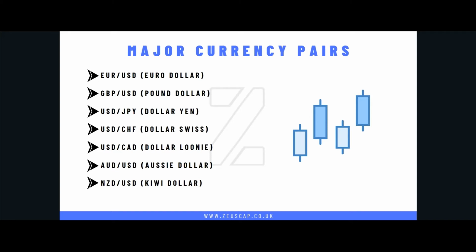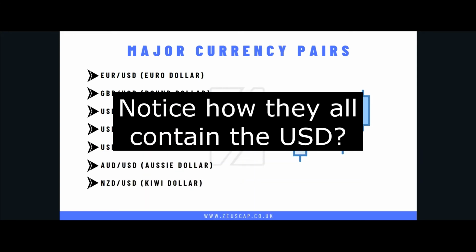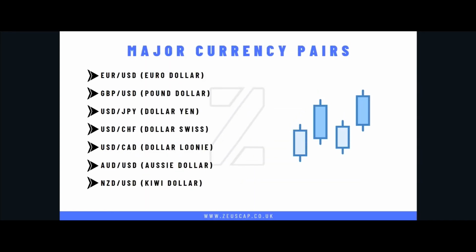So it contains the euro dollar, the pound dollar, the dollar yen, the dollar Swiss, the dollar loonie, Aussie dollar, and also the Kiwi dollar. So pretty much these are the major currency pairs. These are the most liquid, these are the most volatile, and these are the most active trading currency pairs. And yeah, that's pretty much it in a nutshell.